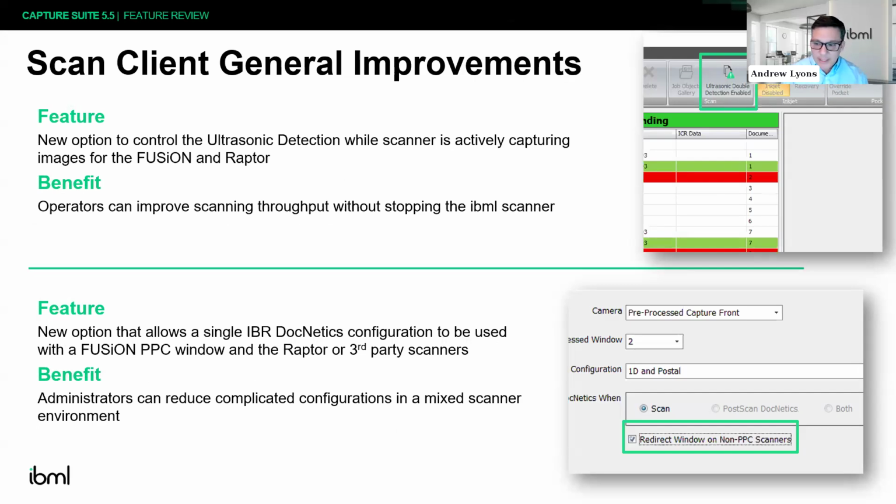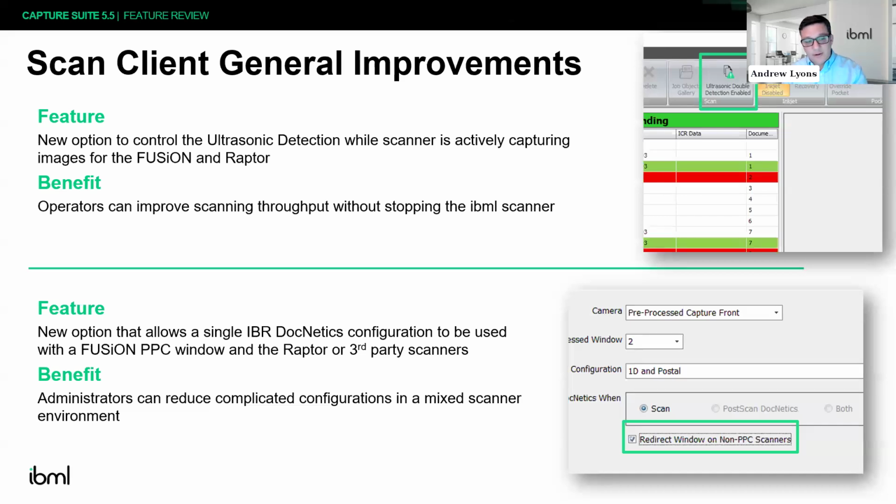Another feature that I'll do my best to explain, but can be complicated, is the PPC support. So PPC is pre-process capture, which we offer on the Fusion scanner only. So if you have a DS scanner or a Raptor that does not support the pre-process capture, we want you to still be able to utilize the pre-process capture on the Fusion and not have to have separate jobs or separate PARM files for the other scanners. So now you can enable this option and it'll use the pre-process capture on the Fusion.